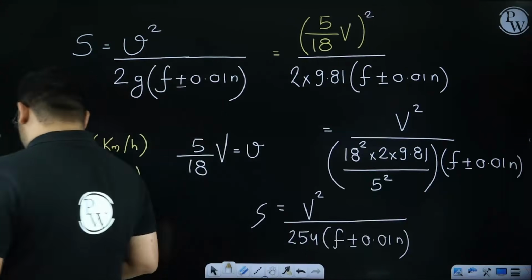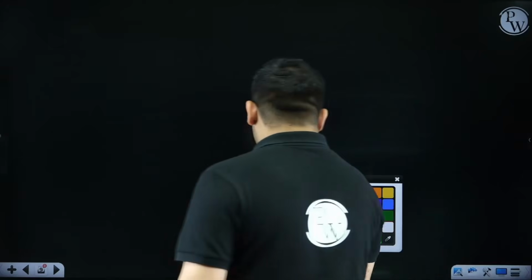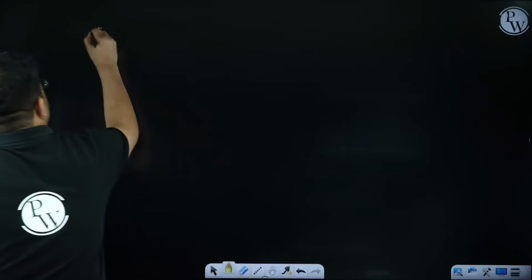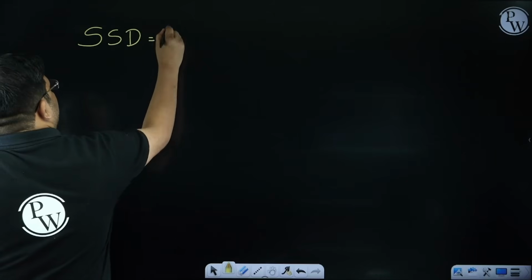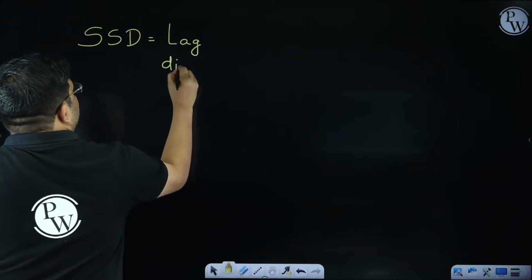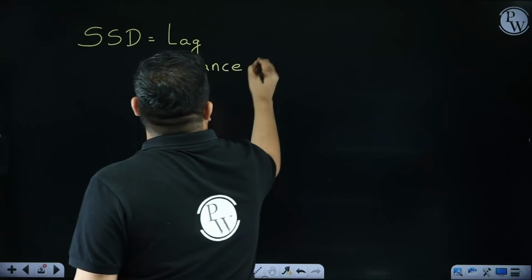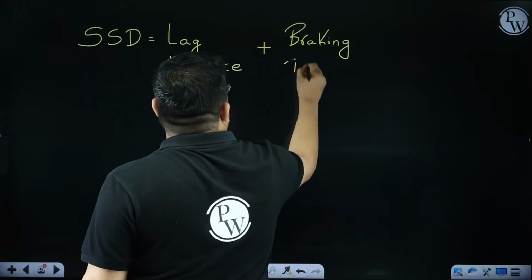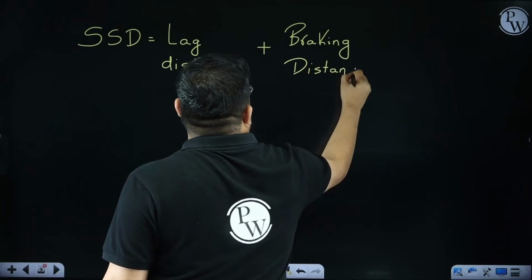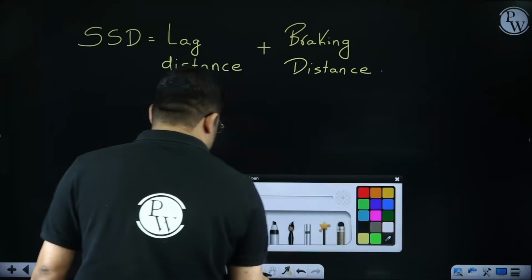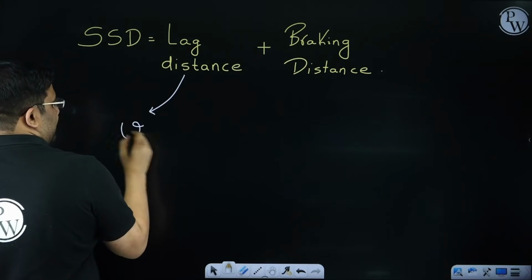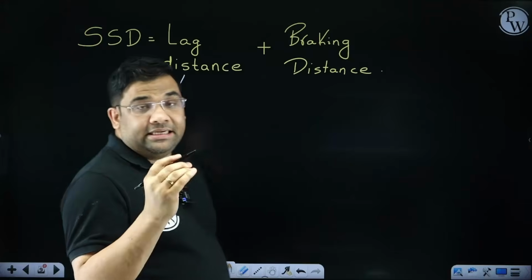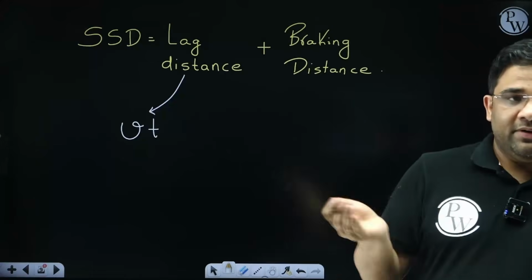If I revise the concept, then we will solve the questions. I will solve 2 questions and give 1 question as homework for you to solve. Your stopping sight distance is equal to lag distance plus braking distance. The lag distance I can get from speed into reaction time, which is 2.5 seconds, or if some other value is given, we'll take that value.